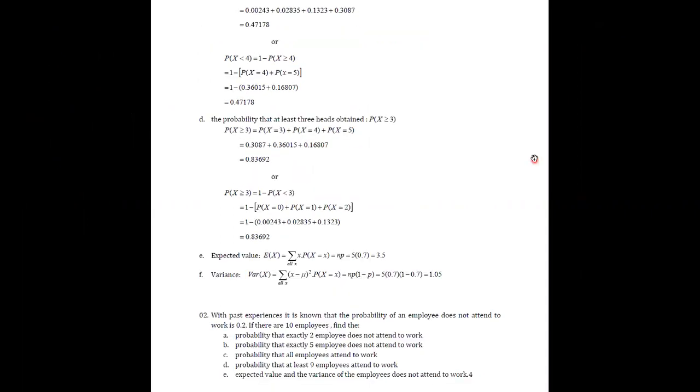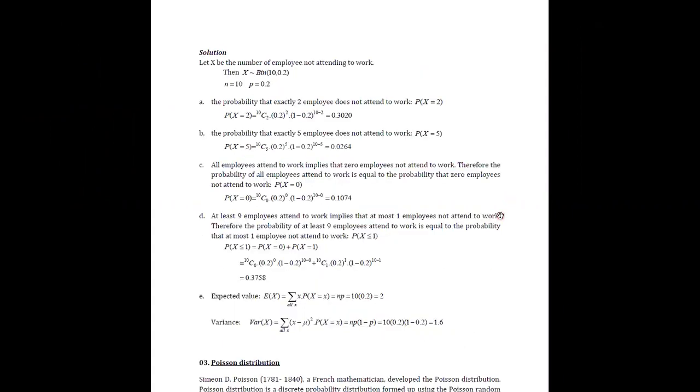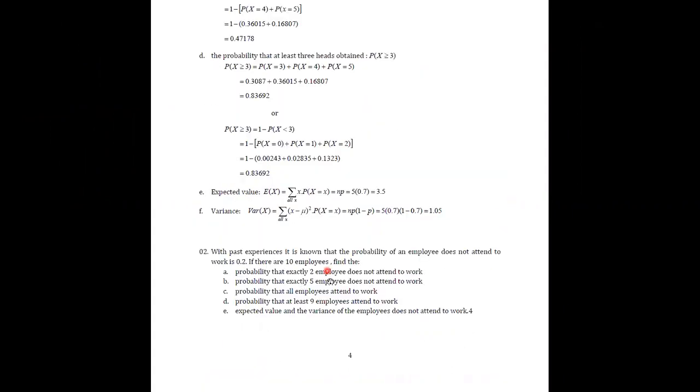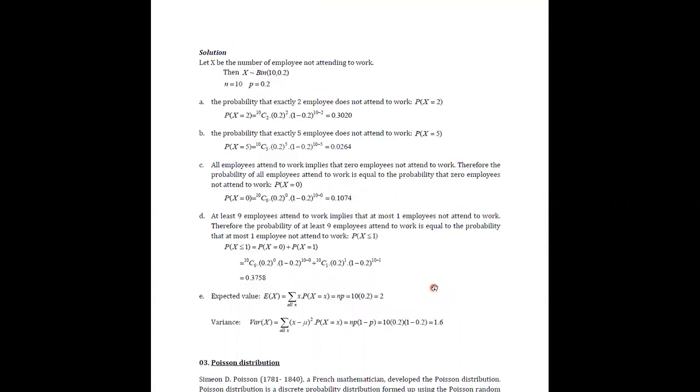And here I have included another example. You can first try this by yourselves, and then you can see the answers as well. Here you can see the answers as provided. Try to do this by yourselves, and please go through this example as well.